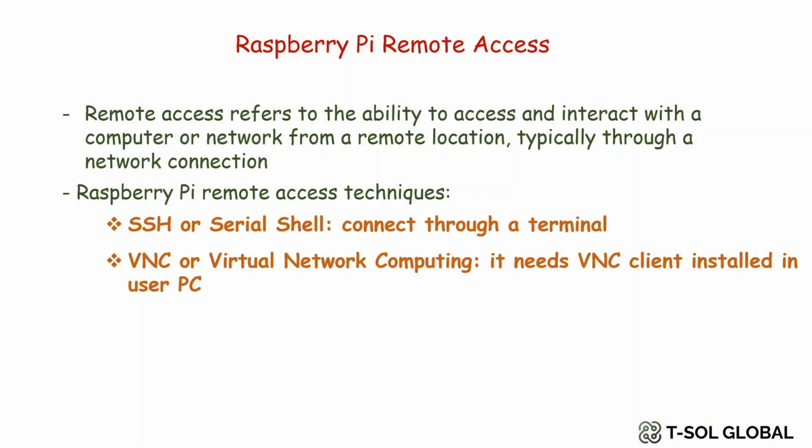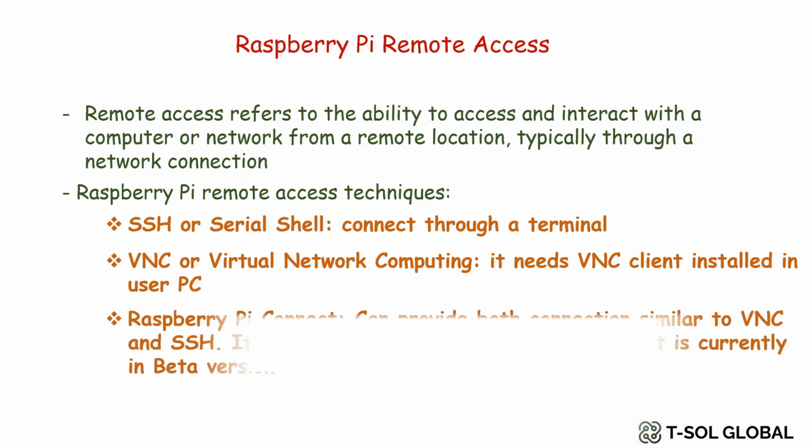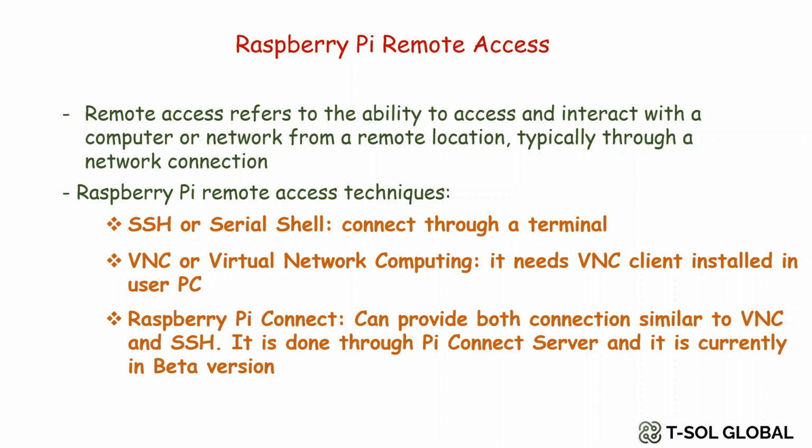Then we have VNC or virtual network computing. So it needs a VNC client installed on the user's PC to access the Raspberry Pi remotely. And we have Raspberry Pi Connect. So this can provide both connections similar to VNC and SSH. It is done through the Pi Connect server and it is currently in beta version. So we'll show all these three techniques and how to do this, so you can select whatever is necessary for you.